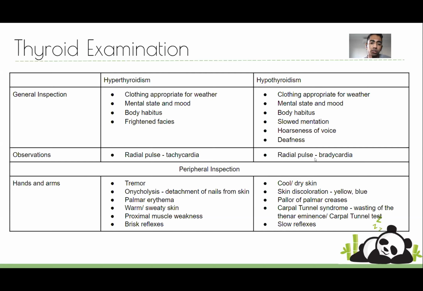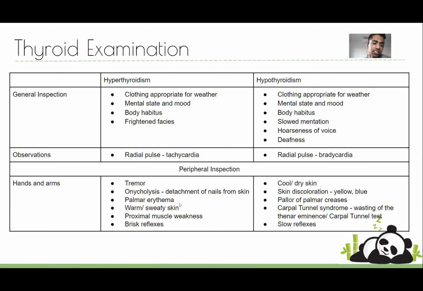After that, you'll do your vitals. So you'll either be looking for tachycardia or bradycardia. Those are really the main ones you need to be looking for. The others aren't as important. In terms of peripheral inspection, there's a few other things to be aware of. So onycholysis, tremor, palmar erythema, warm moist skin, and proximal muscle weakness and brisk reflexes.